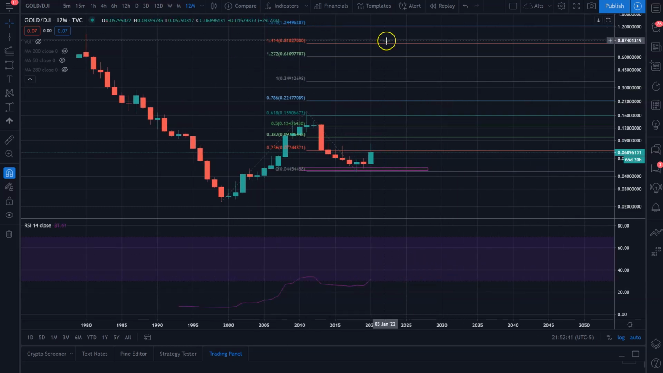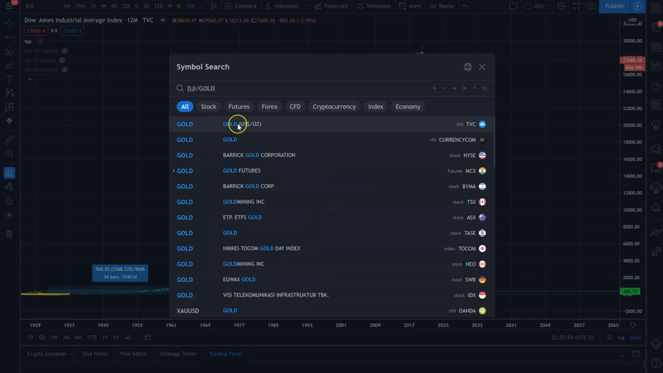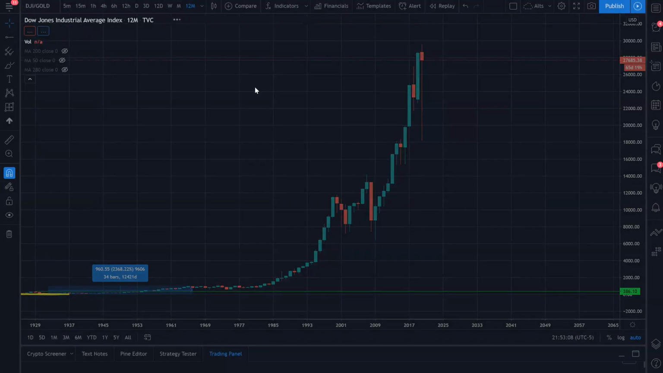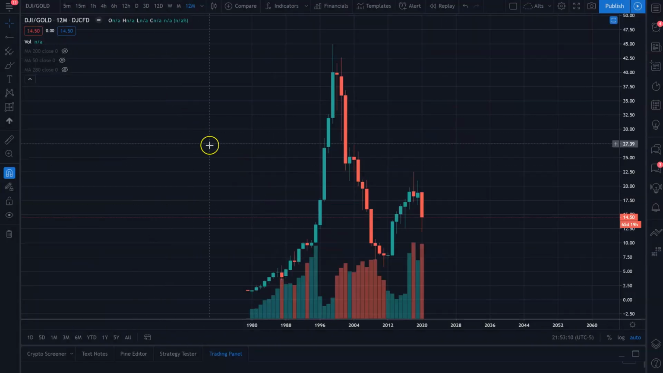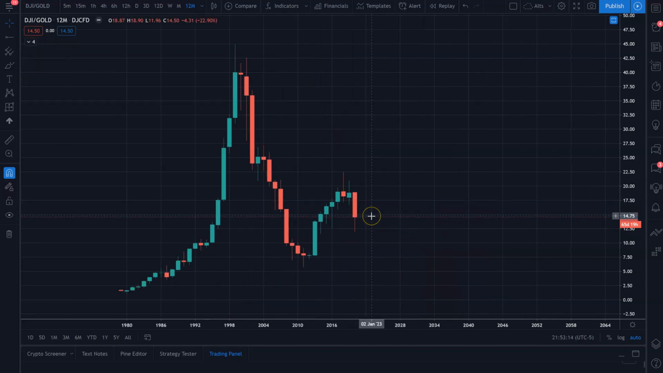Okay, so next, let's look at the reverse. Let's take this chart. So looking at gold slash DJI, let's look at the Dow versus gold. We can do that by simply typing in DJI slash gold. All right, just like that, press enter. Whoops, not plus, gotta press the enter button. Now here's our chart for that. And what this says is how many ounces of gold is one share of the Dow Jones worth, right?